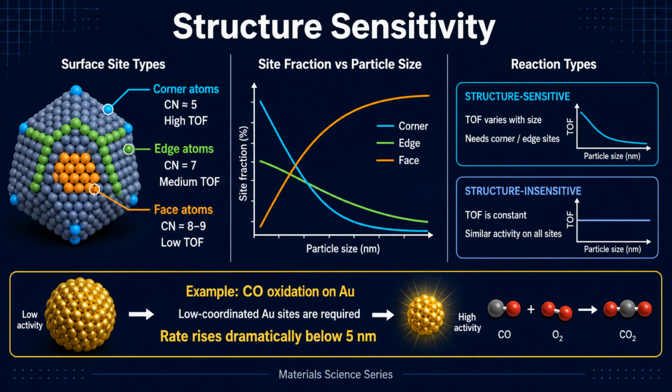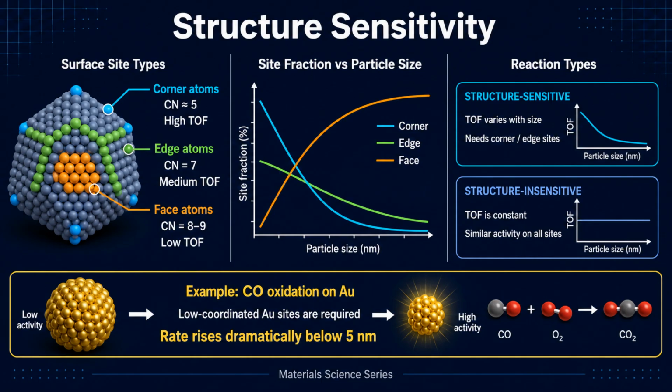The fraction of corner atoms decreases rapidly with increasing size because corner count is fixed at 12 for cubic dihedra, while total surface atoms grow as size squared. For a 2-nanometer particle, corners are only a few % of the surface atoms, and for a 10-nanometer particle, the fraction falls well below 1%. If a reaction specifically requires corner sites, the turnover frequency drops dramatically as particles grow.